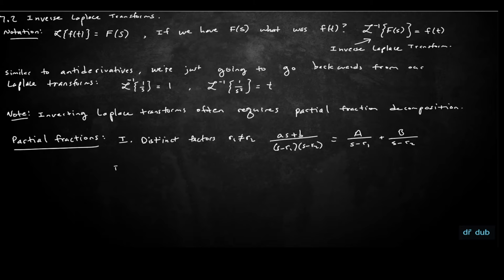On the other hand, let's say we have a repeated root. The second case is a repeated real root, which might look something like as plus b over s minus r squared. We break that up into partial fractions as capital A over s minus r plus capital B over s minus r quantity squared. For both of those we can use the chart from the end of the last section to find the inverse transforms.